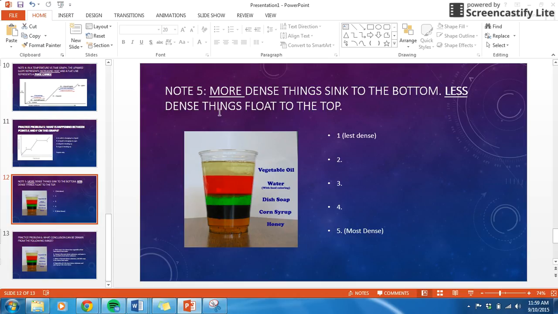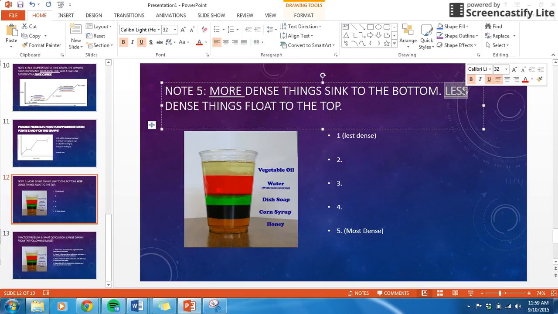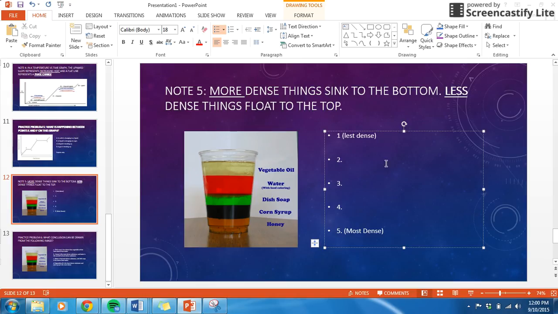Note number 5. More dense things sink to the bottom, and less dense things float to the top. So I'm going to start out with my most dense thing on the bottom. Most dense things sink on the bottom, so I know that honey is my most dense. I know that corn syrup is going to be less dense than honey, but it's still pretty dense.